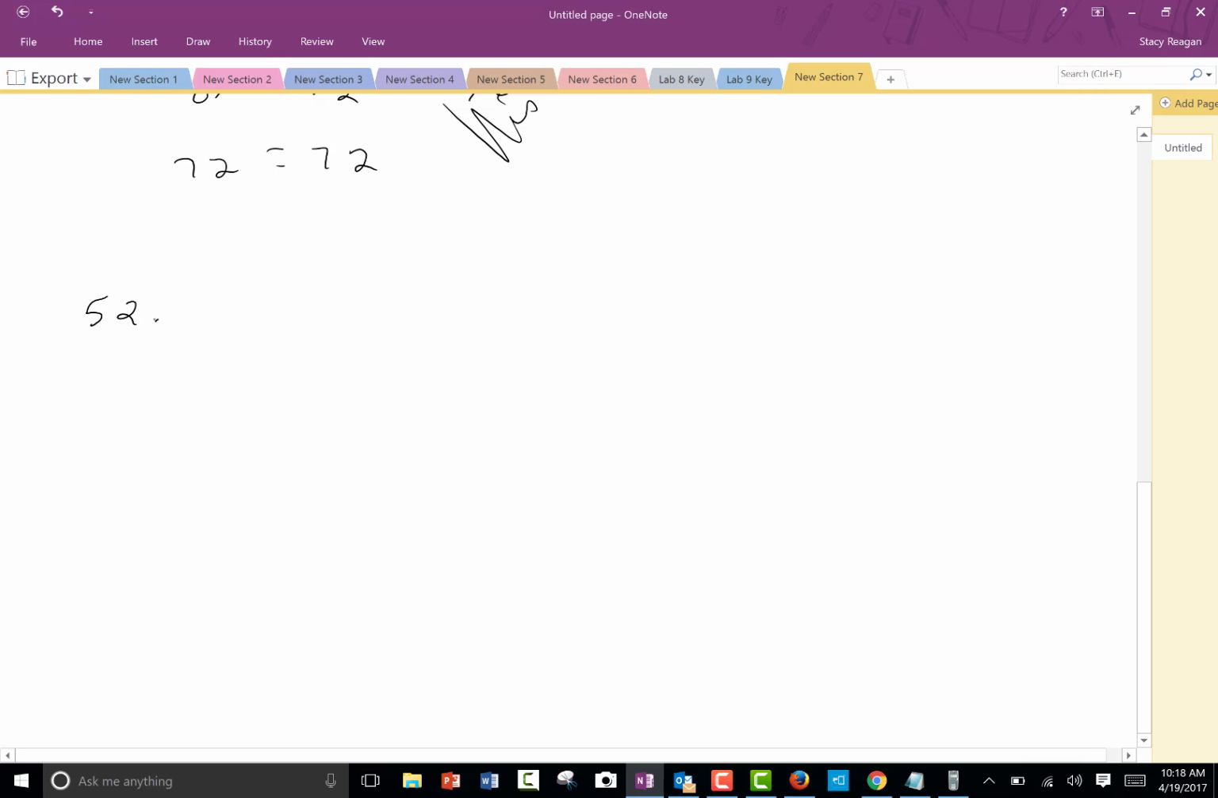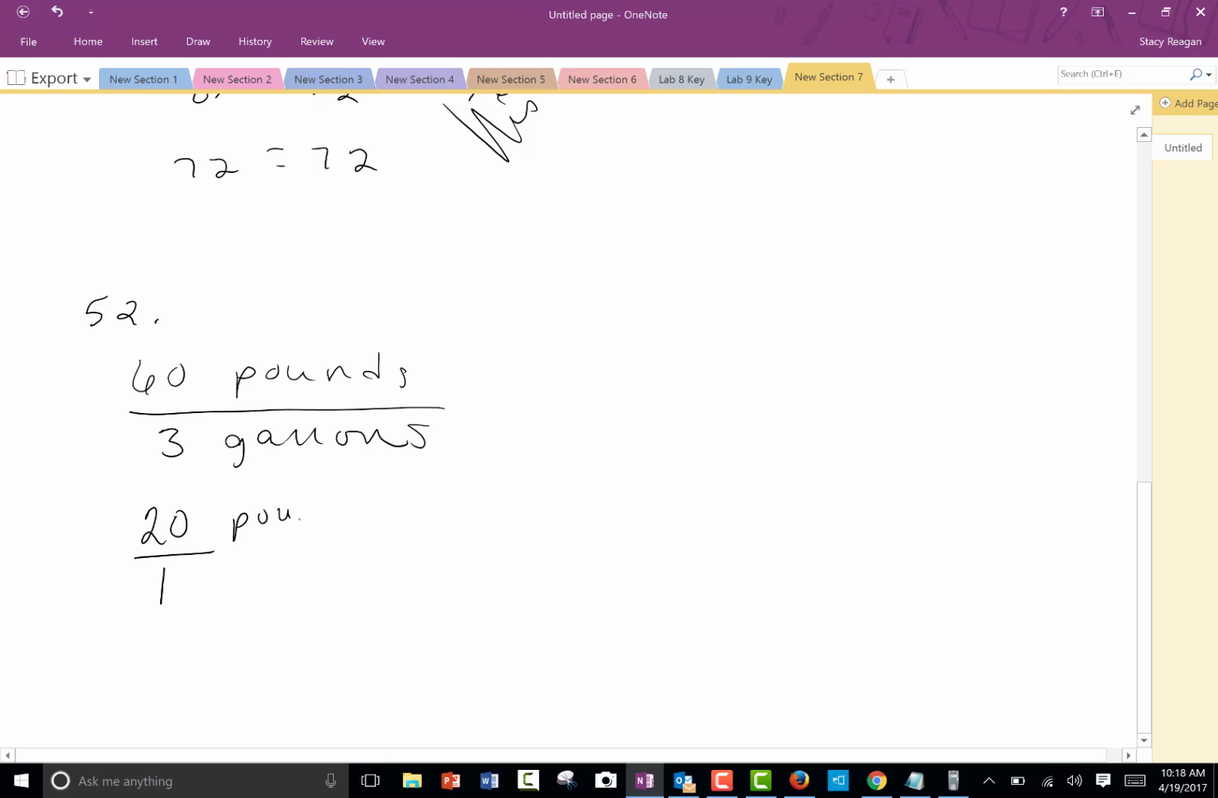Number 52 on page 180 says, a cement mixture calls for 60 pounds of cement for 3 gallons of water. What is the ratio of cement to water? So we have 60 pounds, and we have 3 gallons. When I reduce that, if I put it in my calculator and do 60 divided by 3, I get 20. And since this is a ratio, you need to have two numbers. So we say this is 20 pounds of cement per 1 gallon of water. And that's what it's asking you to do.